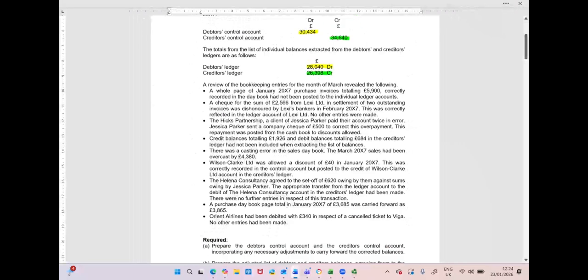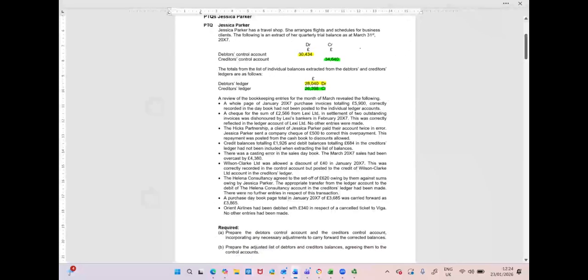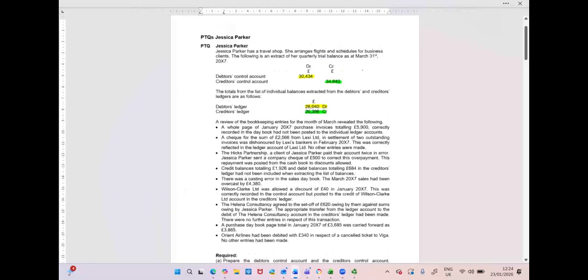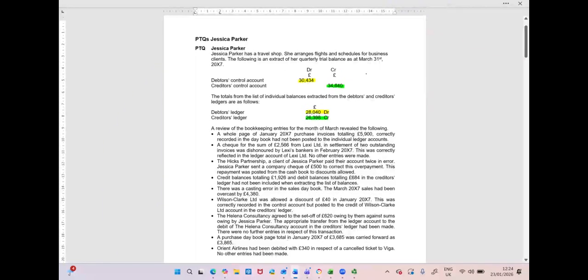Now here is the full question. I'm going to zoom in so you can take a good picture of this question and keep it on your mobile, so you can follow it easily rather than scrolling the page up and down. But I will be scrolling it because I want to highlight the transactions or the errors.